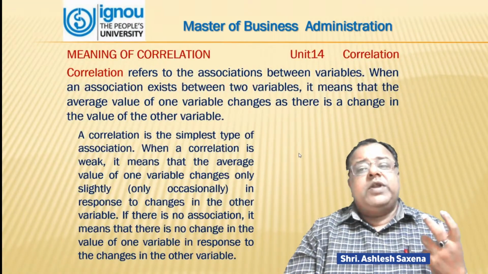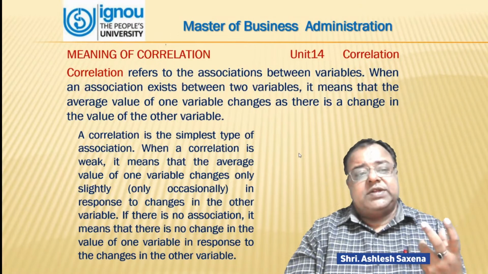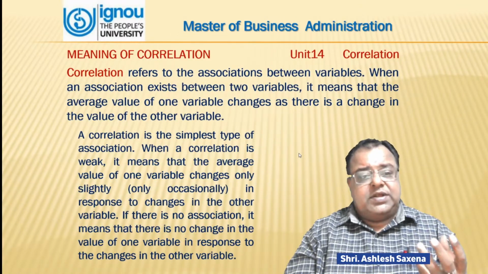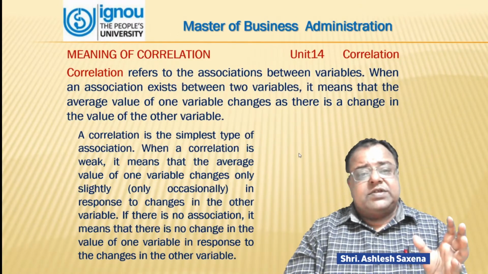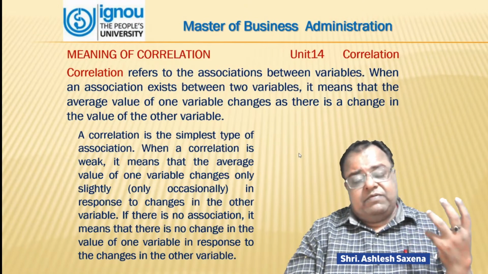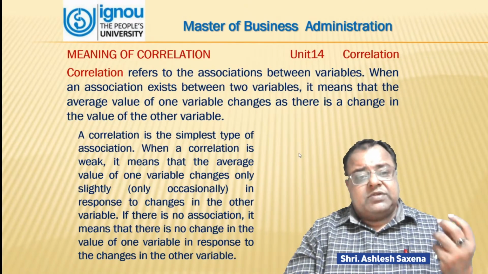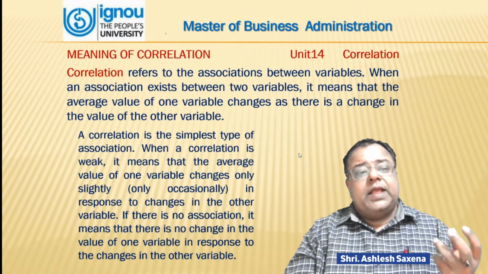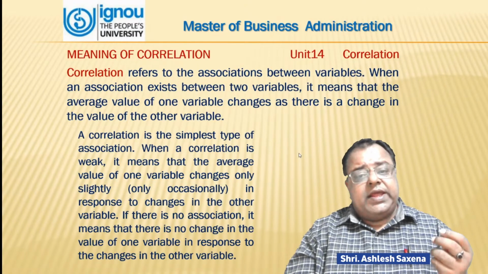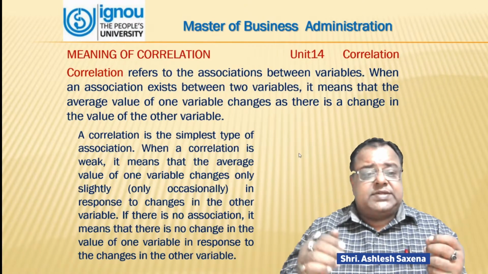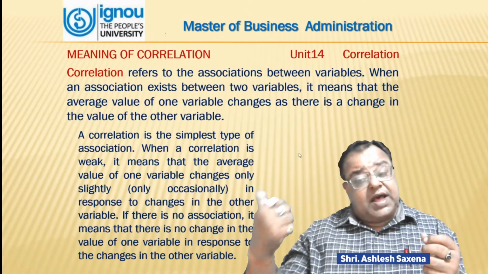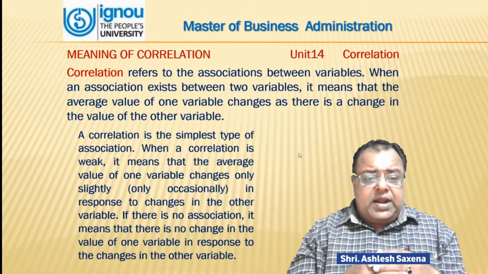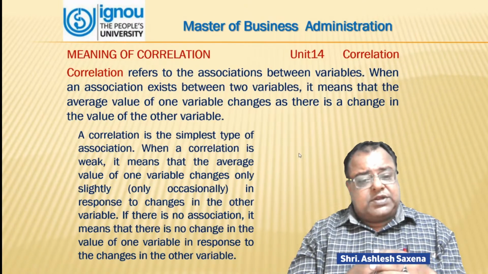Now we move on to Unit 14, that is correlation. What is meant by correlation? Correlation refers to the association between variables. When an association exists between two variables, it means that the average value of one variable changes as there is a change in the value of the other variable. A correlation is the simplest type of association.